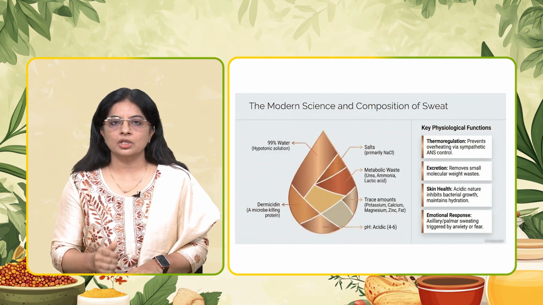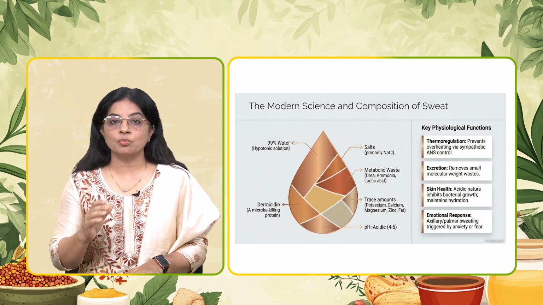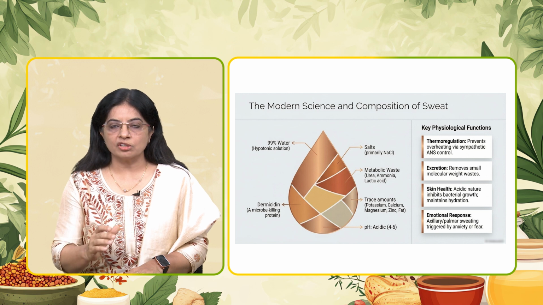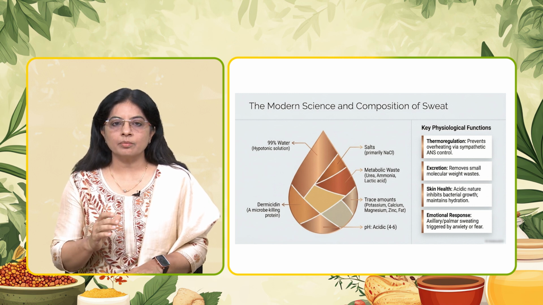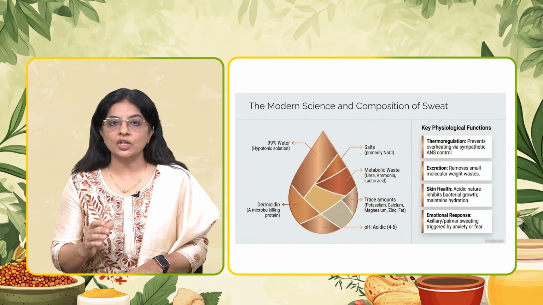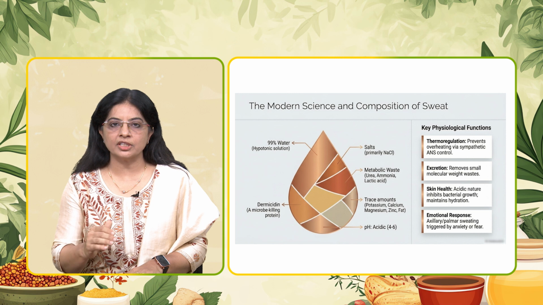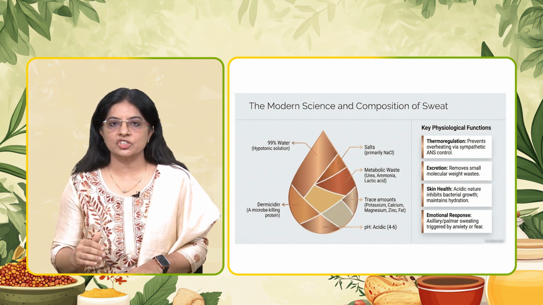Now coming to the composition of the sweat. From modern perspective, sweat is composed mostly of water, that means 99%, and the remaining 1% contains some salts like NaCl, some metabolic waste like urea, ammonia and lactic acid. Sweat also contains dermicidin which acts as a microbe killing protein. Sweat is a hypotonic solution which has a pH between 4 to 6 and it has an acidic nature.